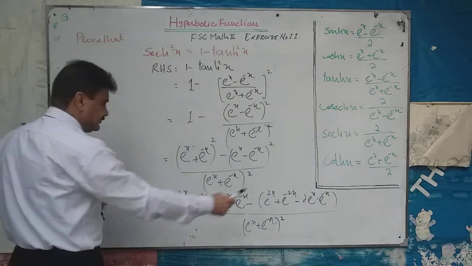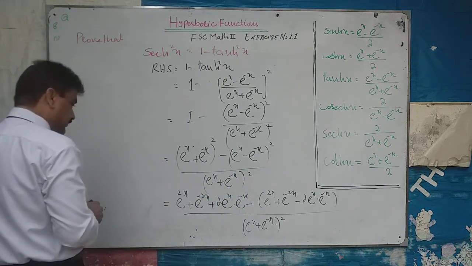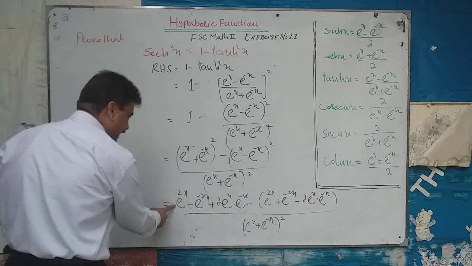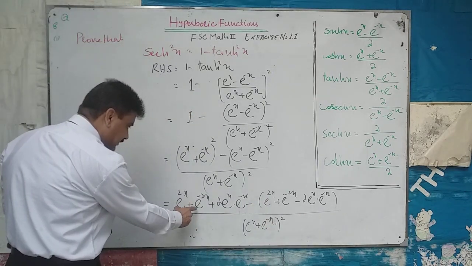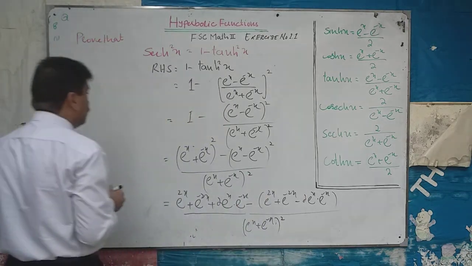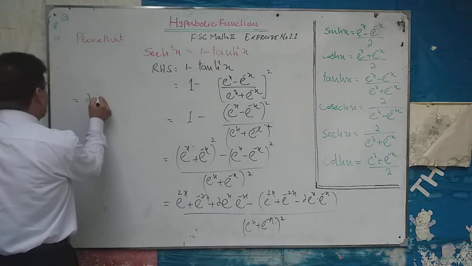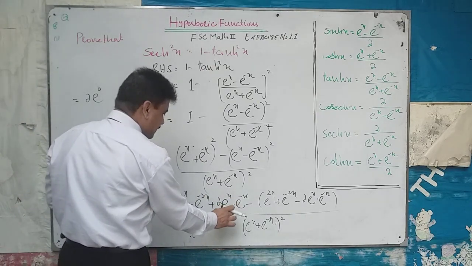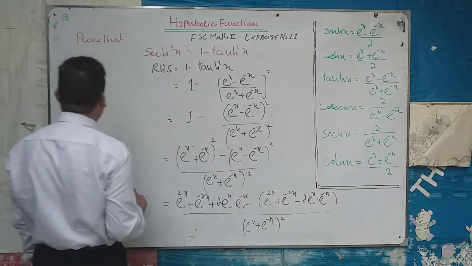When we expand e raised power x, when this negative sign multiplied all these terms, we will get e raised power 2x minus e raised power minus 2x, e raised power minus 2x minus e raised power minus 2x. We will get 2 e raised power 0, when this e raised power x multiplies e raised power minus x. Bases are same. We have to add these powers, which become 0.